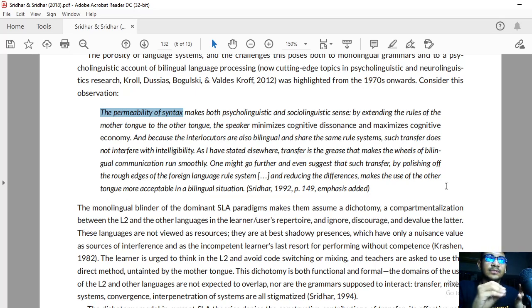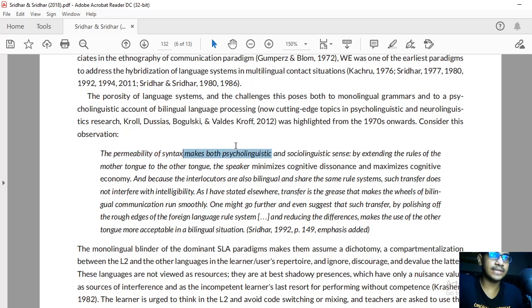So here the permeability means that syntax, or the sentence structure, allows linguistic features of other languages to blend in together. When it becomes blended, it's not that these differences are errors, but rather they are hybrids. The permeability of syntax makes both psycholinguistic and sociolinguistic sense. By extending the rules of the mother tongue to the other tongue, the speaker minimizes cognitive dissonance and maximizes cognitive economy. So I really like this phrase.